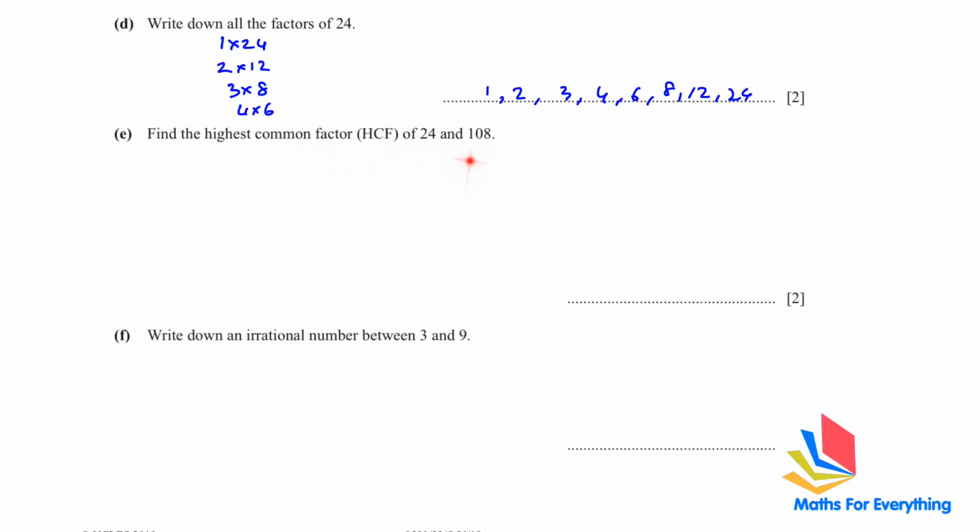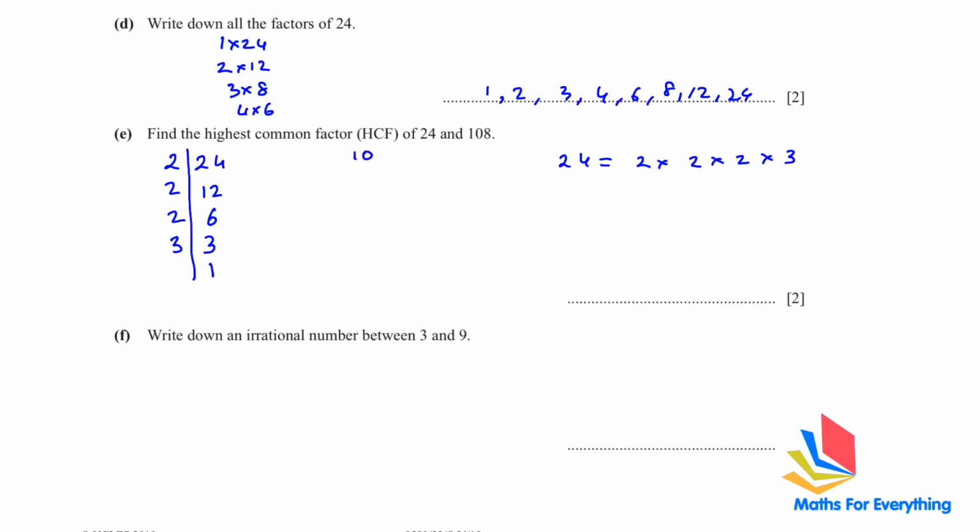Next, find the highest common factor of 24 and 108. Write 24 here, and we will divide it by prime numbers. 2 is the smallest prime number, so we start with 2. 24 divided by 2, whatever answer you get, you write it below 24. That is 12. Now again, 12 divided by 2 is 6. 6 divided by 2 is 3. 3 cannot be divided by 2, so it should be divided by 3. So these are the prime factors of 24: 2 times 2 times 2 times 3.